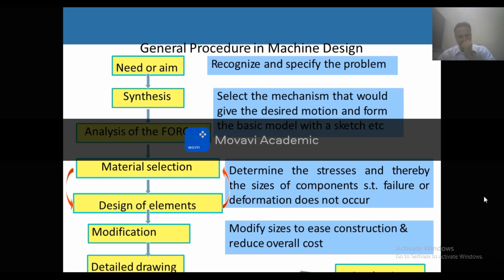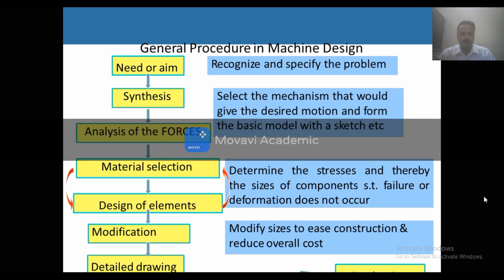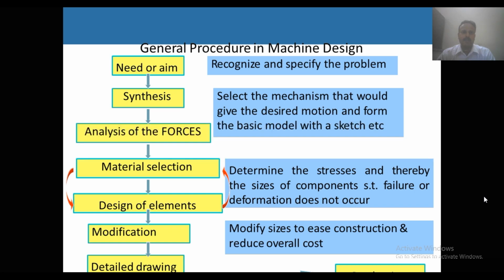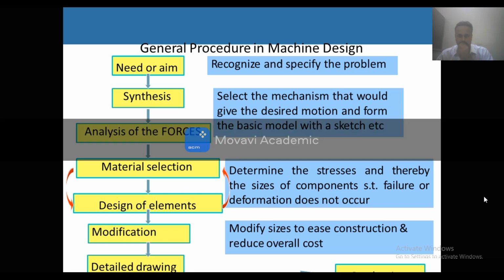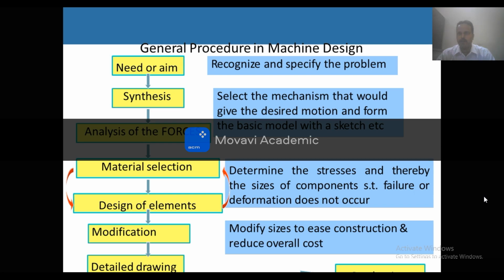So synthesis means the evaluation or estimation of the net balanced and unbalanced force acting on it. We need to see what are the active forces on it and what are the reactive forces acting on the component that is supposed to be designed. It also includes the study of mechanisms involved in it.